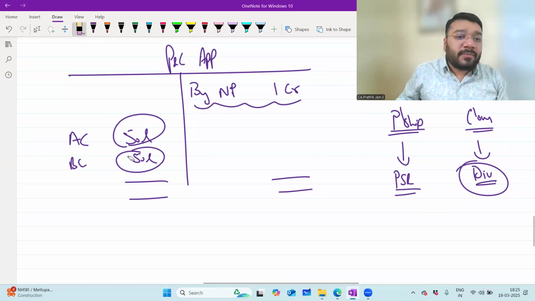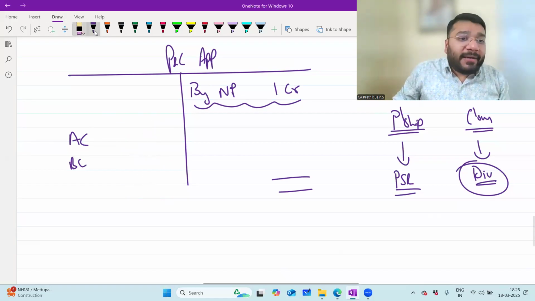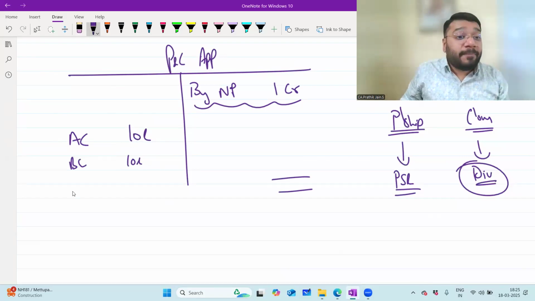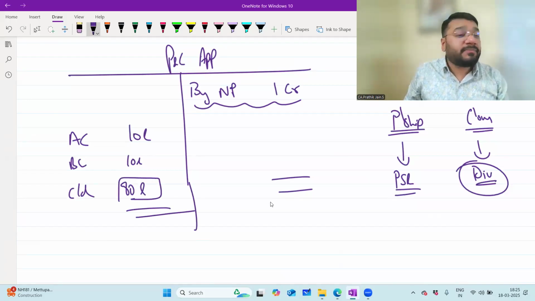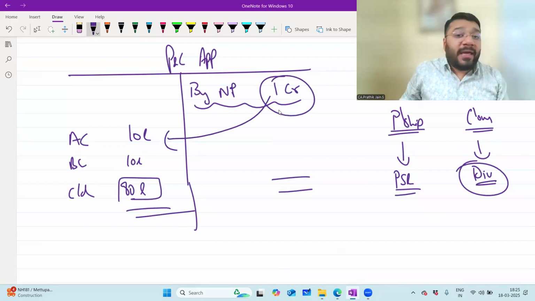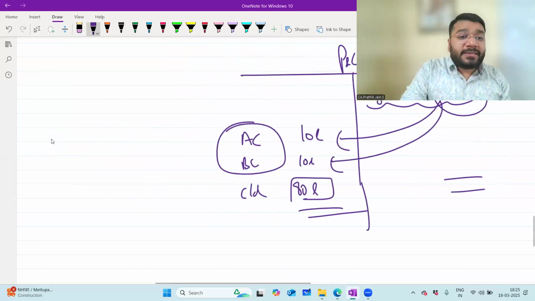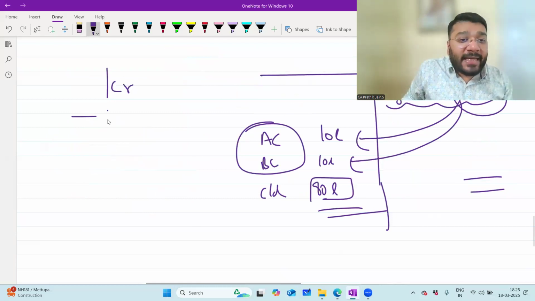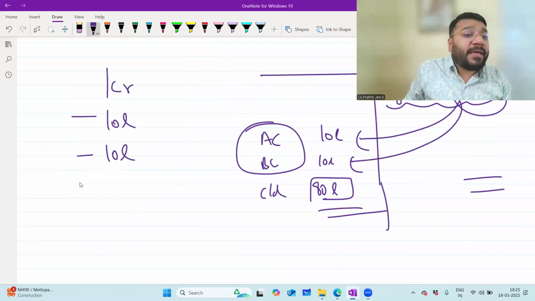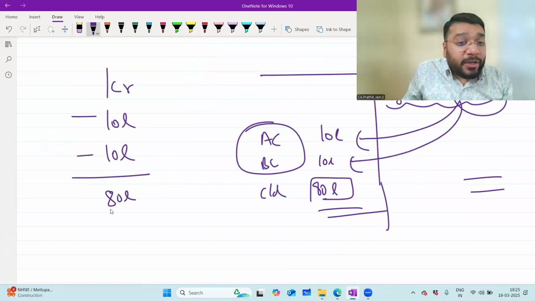Or imagine you are distributing 10 lakh to A and 10 lakh to B. So how much profit is still available? 80 lakh is still available. This is the closing balance, surplus. Any problem? So out of 1 crore rupees, if I'm giving 10 lakh to A, if I'm giving 10 lakh to B, this is nothing but distribution of profit. This is nothing but distribution of dividend. So which means from 1 crore, you're minusing 10 lakh for A, 10 lakh for B. So what is the balance in the P&L account or surplus account? It is 80 lakh rupees.